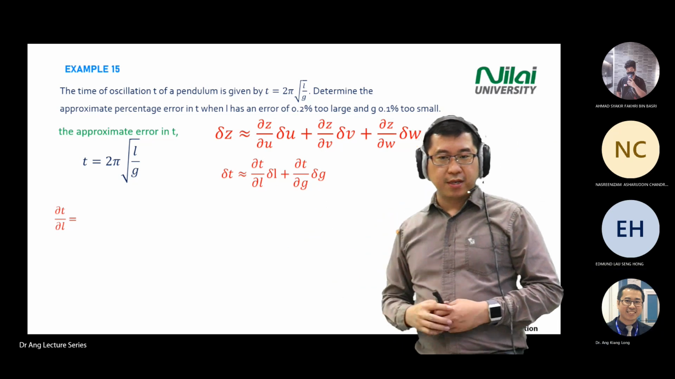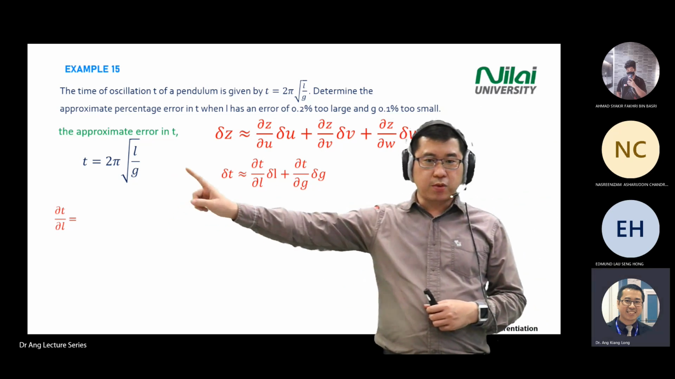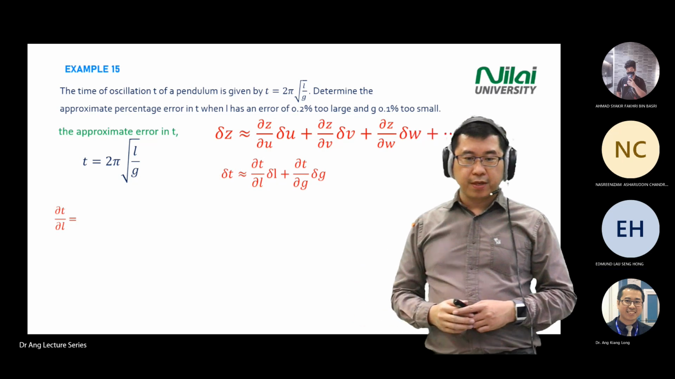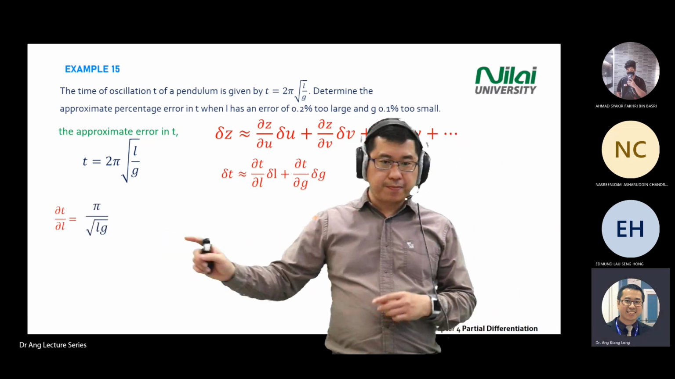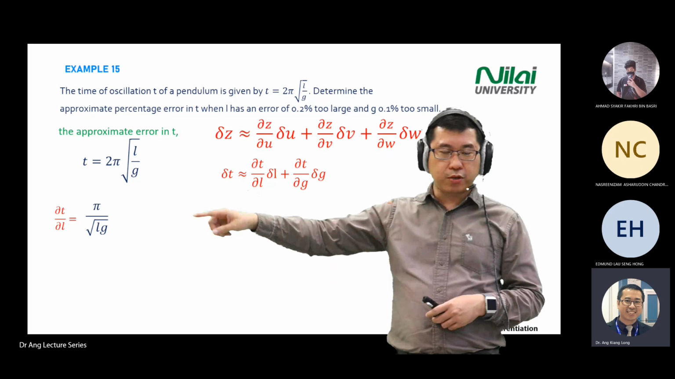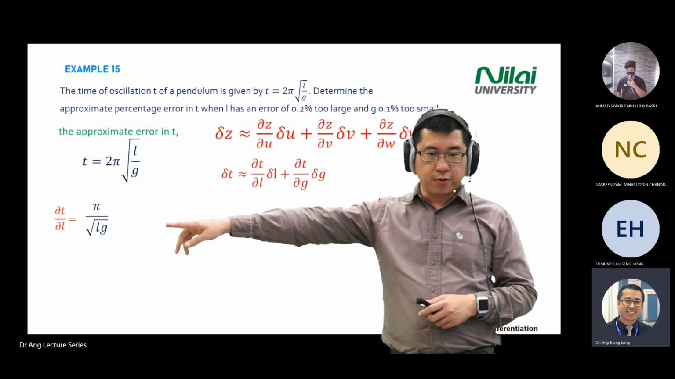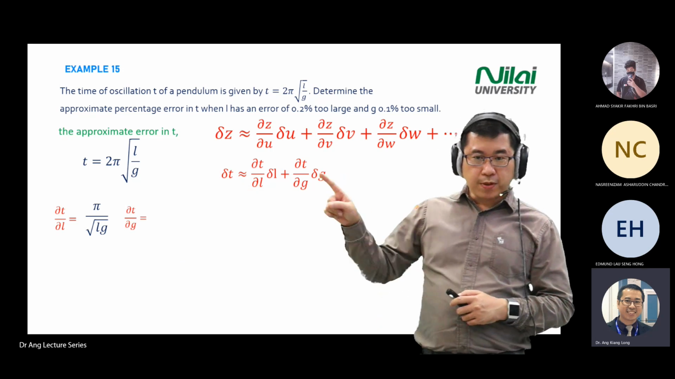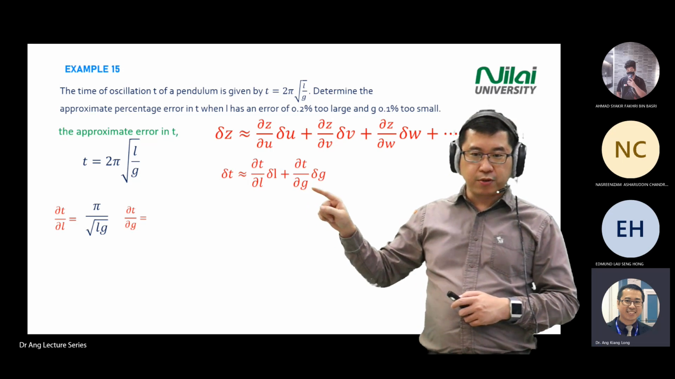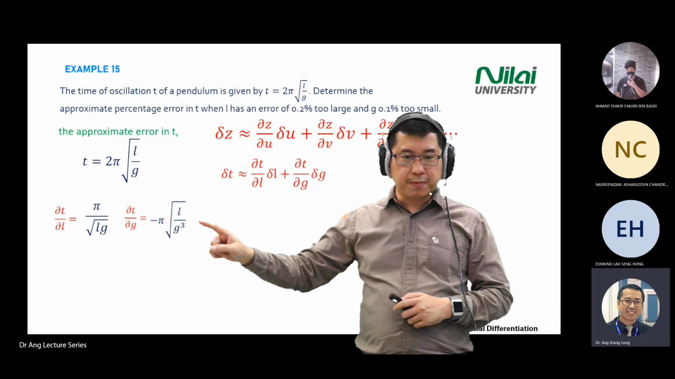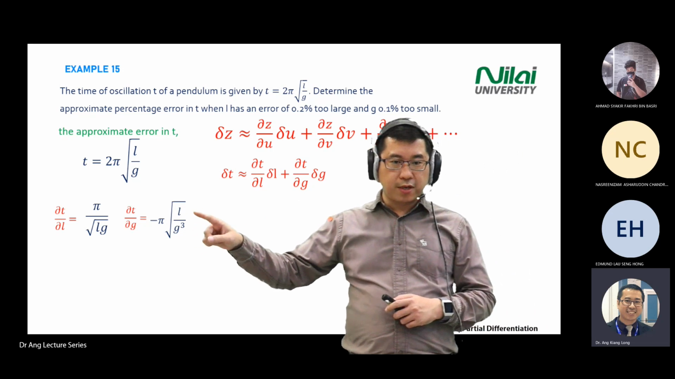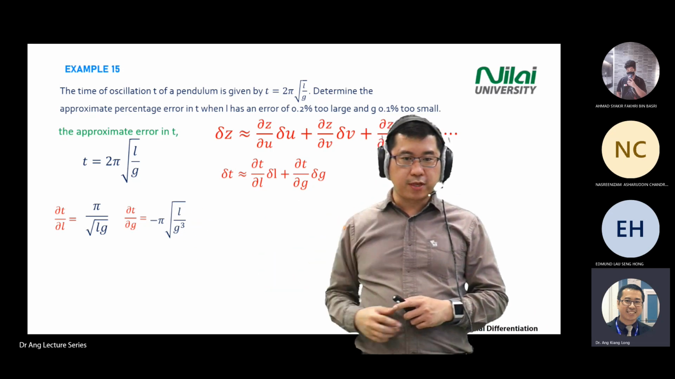So the next one, you just solve for what this is. You are given one equation, T equal to something. Then the first one, del T over del L, means you differentiate with respect to L. You'll get this form, pi over square root of LG. I will not show you the detail of the differentiation, but you'll get this answer. Then you do this one: differentiate the blue equation with respect to G. You'll get a negative something, because your G is below in the denominator. That's why there's a negative sign there: square root of 1 L over G to the power 3.